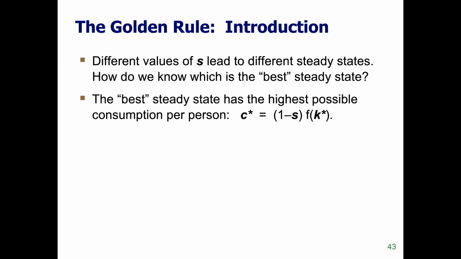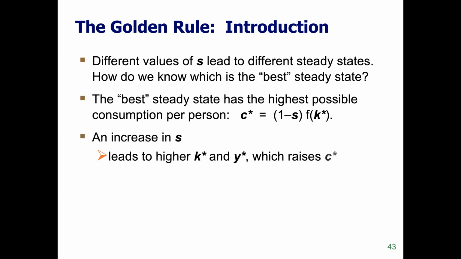Now, in doing this, we're really focused on the very long run. So we're being very patient. We're caring a lot about future generations. But this can be a reasonable thing to do. So we focus on steady state consumption per person, which is (1 minus s) times f of k star.